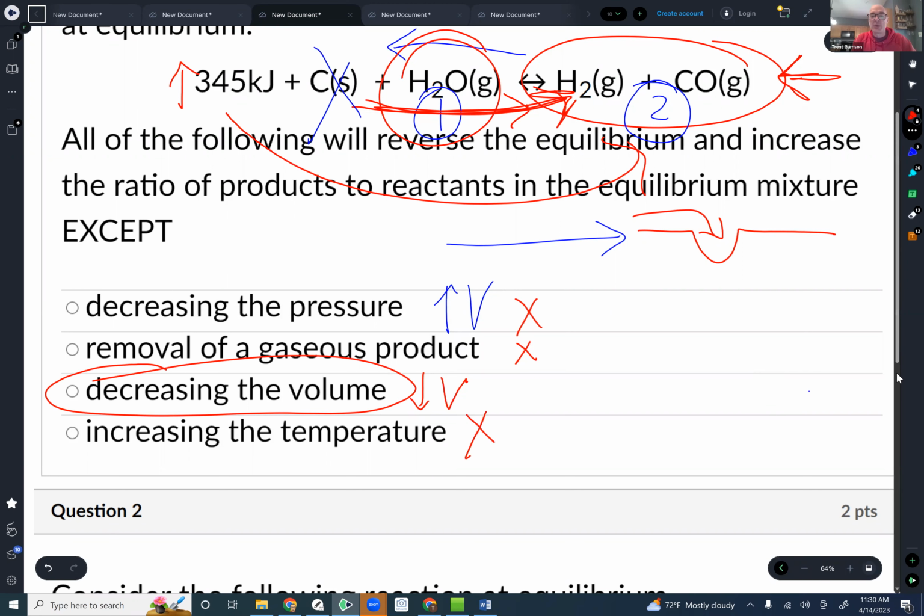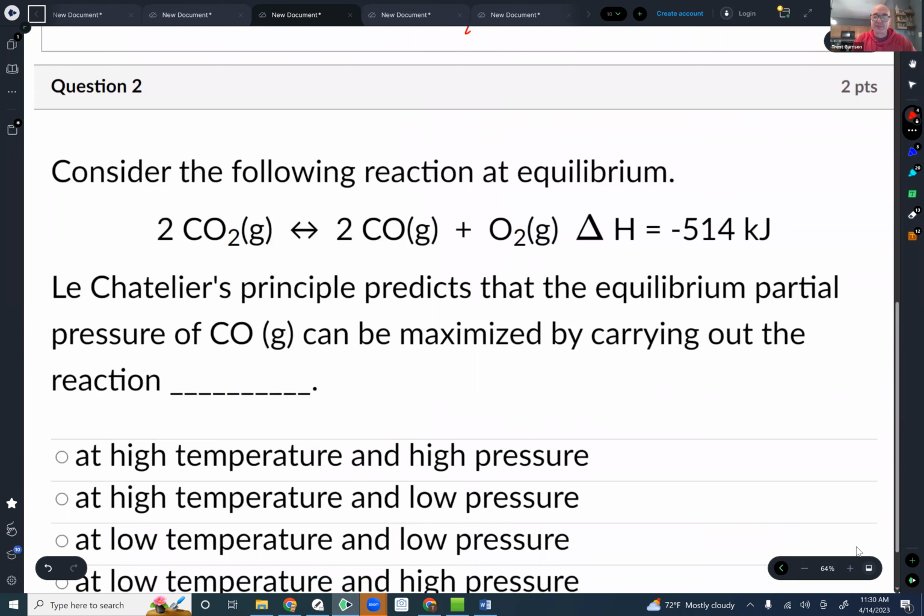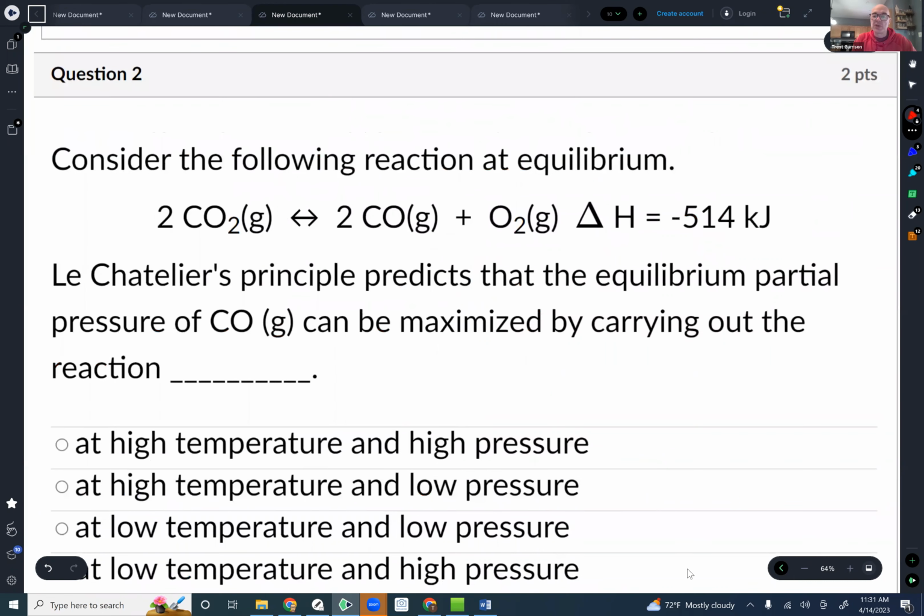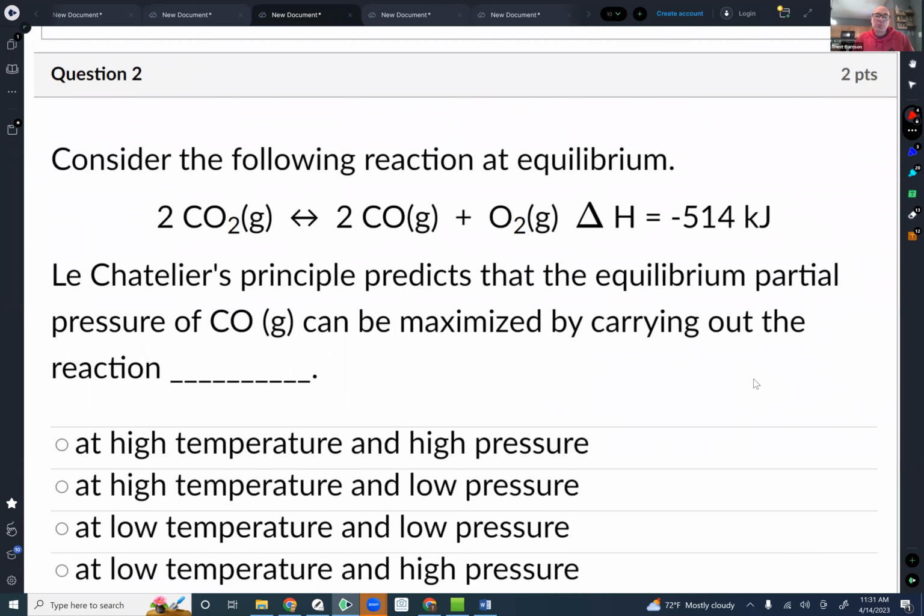So let's then move to number 2. Le Chatelier's principle, a second question about it. Okay. So the partial pressure of CO, what this is talking about is the amount of this material. If you have more partial pressure, you have more material. So by using the term partial pressure, we're not talking about anything other than just making more of the CO, which is again on the product side. And it says equilibrium can be maximized. In other words, how do I make more of the products? Okay, so how do I do that?